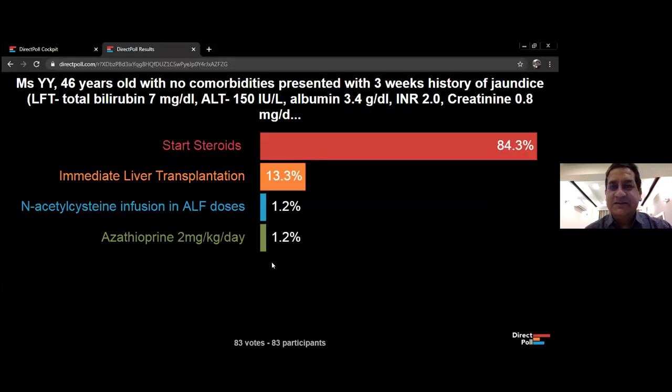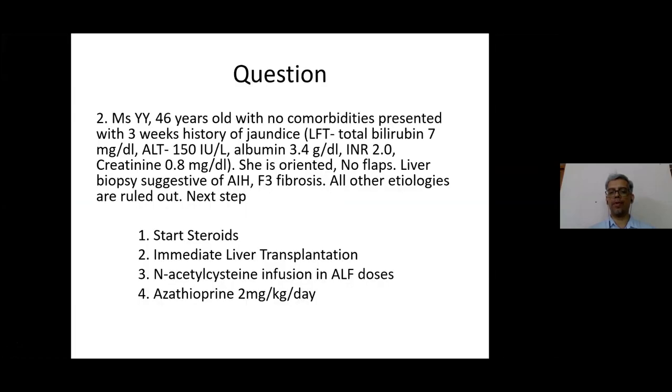Almost 80% would say start steroid, and 13% would say immediately for transplantation. And Shalimar mentioned that. Most on Facebook had said start steroid. So that would be the best approach, the first line of management in such a clinical scenario where we have acute severe autoimmune hepatitis: start steroids, keep under close monitoring. If the patient doesn't respond, develops more complications, develops HE, that is, going from acute severe to an acute liver failure-like presentation, think about transplantation as an option.